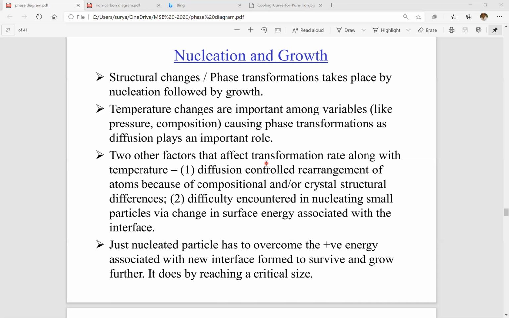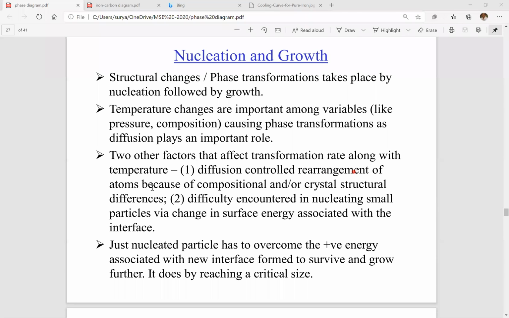Along with temperature, pressure and composition, diffusion also plays an important role in phase transformation. In diffusion, there are two factors that affect the transformation rate, that is, how the phase transformation will take place. The first is the diffusion-controlled rearrangement of atoms, because of compositional and crystal structural differences.